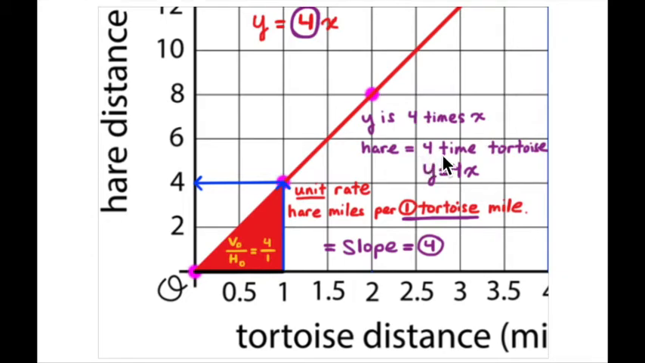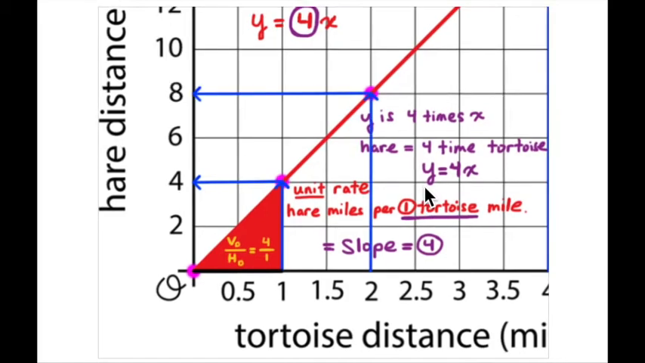So the hare is running 4 times farther than what the tortoise runs. For each mile that the tortoise runs, the hare runs 4 times farther. So whatever this value of x is, 3, 4, 5, let's use 5 for a second. 4 times 5 is 20. So if the tortoise runs 5 miles, the hare will have run 20 miles, 4 times farther. So if the tortoise runs 2 miles, the hare will have run 8 miles, 4 times farther.